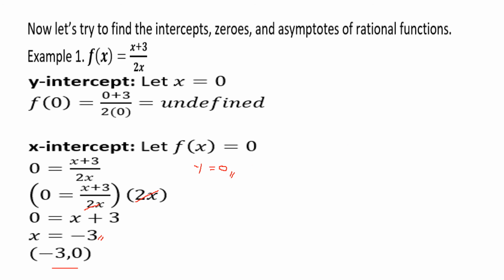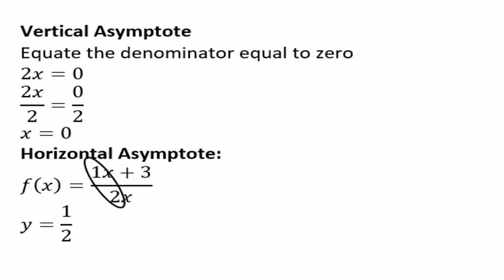Okay, next is to find the vertical asymptote. To solve for the vertical asymptote, equate the denominator equal to 0. So you copy the denominator, then you equate this to 0, 2x equals 0, then solve for x. Since there is a 2 beside our variable x, we divide both sides of the equation by 2. So we have now 2x divided by 2 and 0 divided by 2.